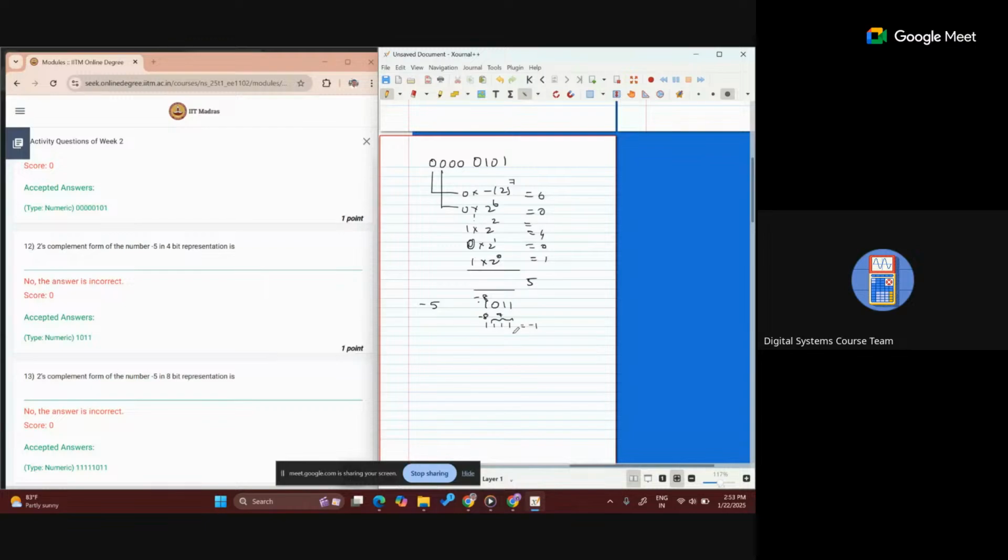If I extend this number minus 5, or else let me take some number randomly and check it. 1011111111. Can you tell me what number this is? Signed or unsigned? This is an 8-bit number, an 8-bit 2's complement representation number.